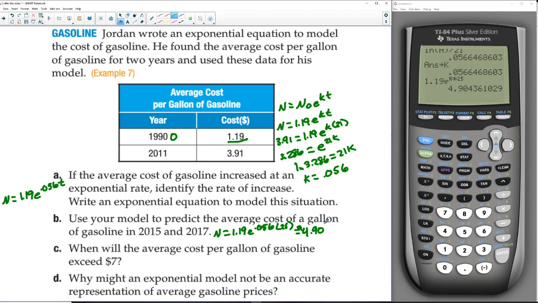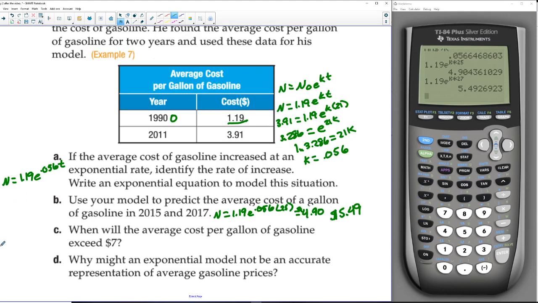Oh, no, I didn't need to do 2017 now. So instead of 25, I need to put in, let's see, 2 more years, 27. So we can back up, make that a 7. So the other answer is $5.49. When will the average cost per gallon of gasoline exceed $7?